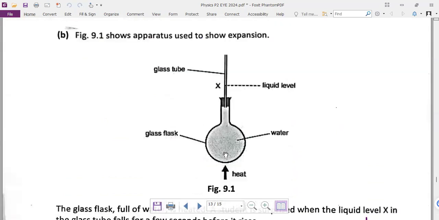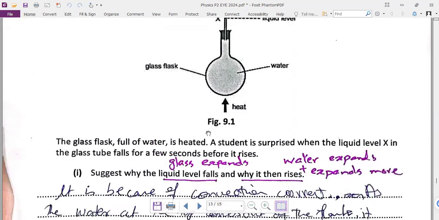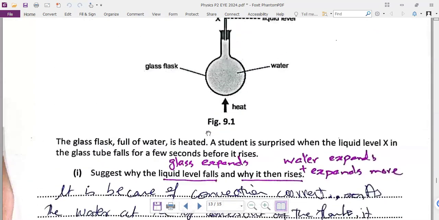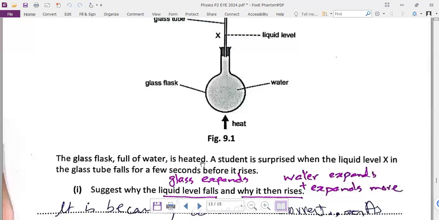Now, the apparatus is showing there is water, there is point X, that is the liquid level, and it is provided heat. The student lost marks here. It is asking: the glass flask full of water is heated. Student is surprised when the liquid level in the glass tube falls for a few seconds before it rises. So first it falls before it rises. It falls because the first heat goes to the glass and it expands. When the glass expands, obviously the water level will go down. Then heat starts going to the water, and then the water expands as well, and then it will go up. That's why.